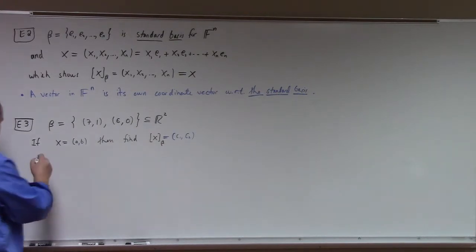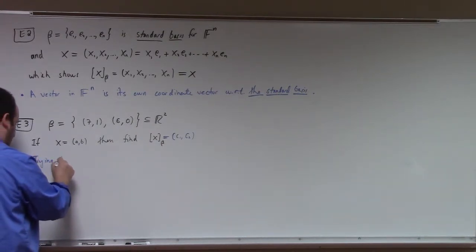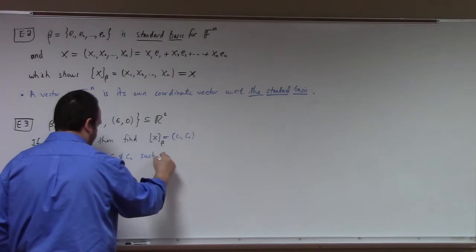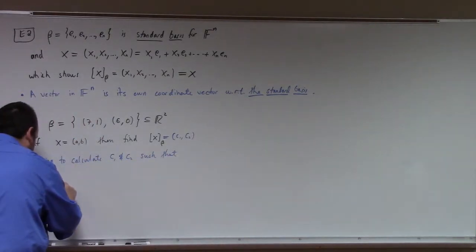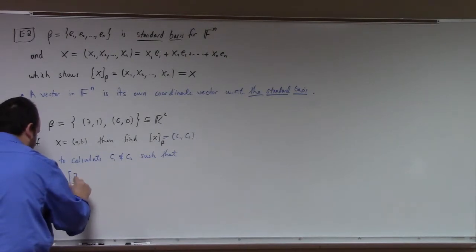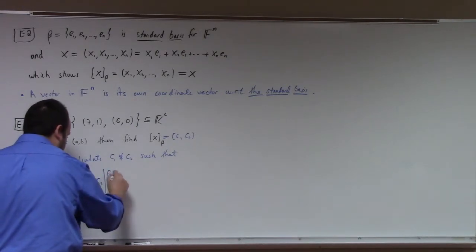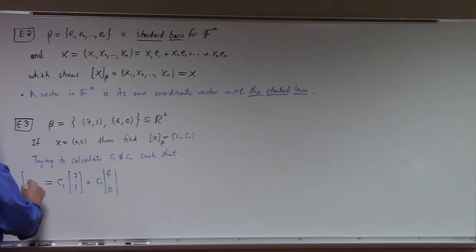So we're trying to find what? We're trying to calculate C1 and C2 such that C1 times the vector 7, 1 plus C2 times the vector 6, 0 reproduces a, b, right? That's what the coordinate vector of x with respect to the beta basis means. It means that I've got C1 times 7, 1 and C2 times 6, 0 to build back my vector a, b. So what is that problem?